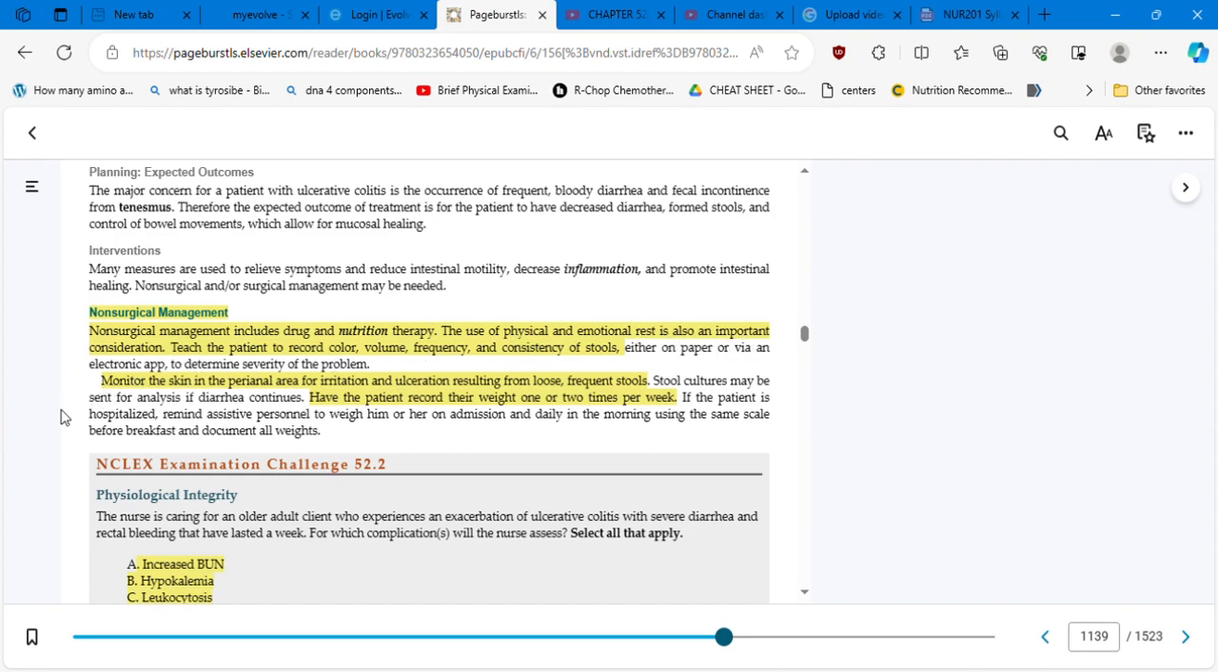Teach the patient to record the color, volume, frequency, and consistency of stool. The color is very important. I explained to you the other day, the type of stool determines how is your health. Monitor the skin in the perineal area for irritation and ulceration resulting from loose, frequent stools. Have the patient record their weight 1 or 2 times per week.